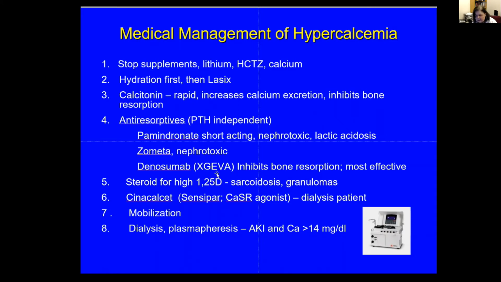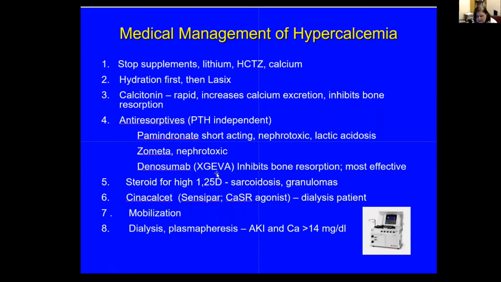You can then give anti-resorptives only if it's PTH independent and the patient preferably shouldn't have renal disease, and you can give pamidronate. That will work for 3 weeks. You can give Zometa. They are both nephrotoxic. The Zometa will work for 3 months, and at the end you can give denosumab that is much better than the bisphosphonates in terms of effectiveness, and that will work for 6 months.